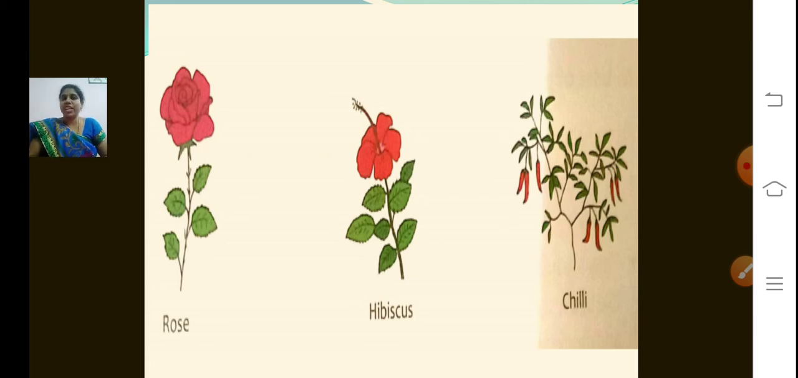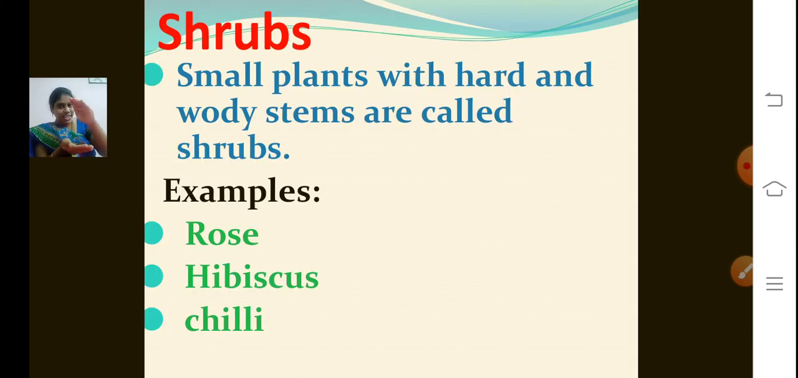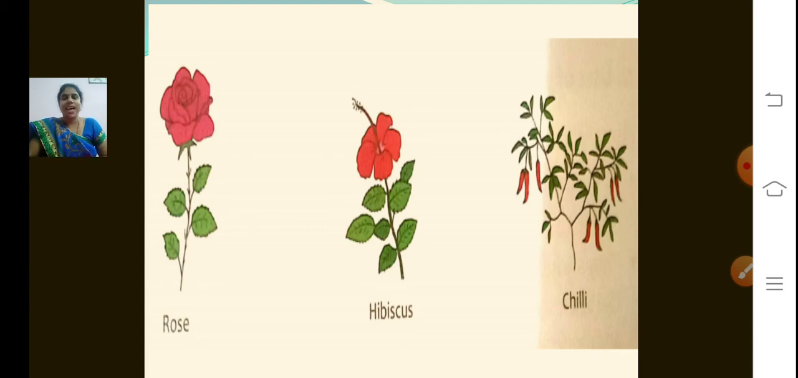So now what are the different types of plants? Big plants and small plants. Big plants are called trees. Very good. Small plants, we have how many types? Two types, shrubs and herbs. First we saw shrubs. What are shrubs? A small plant with hard and woody stem. How will the stem be? It will be a little thick. Hard and woody stems are called shrubs. Example, rose, hibiscus, and chilli.